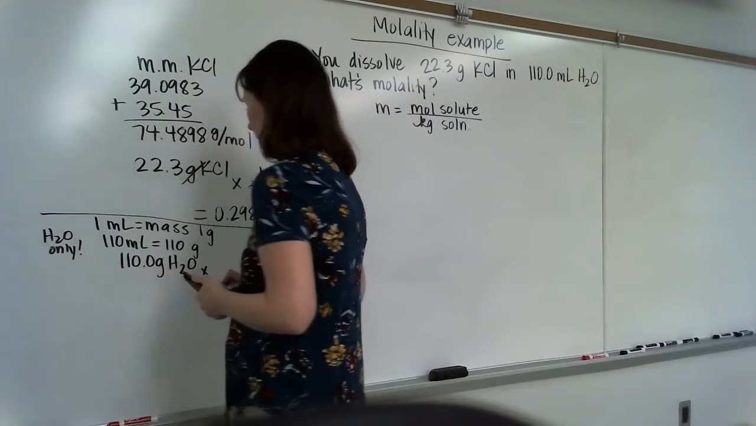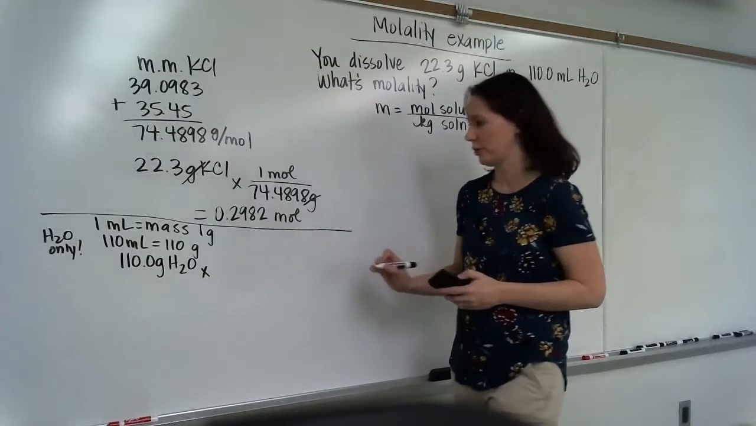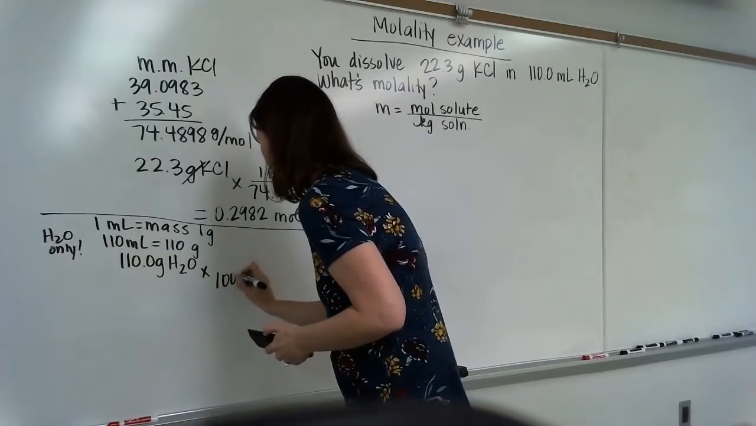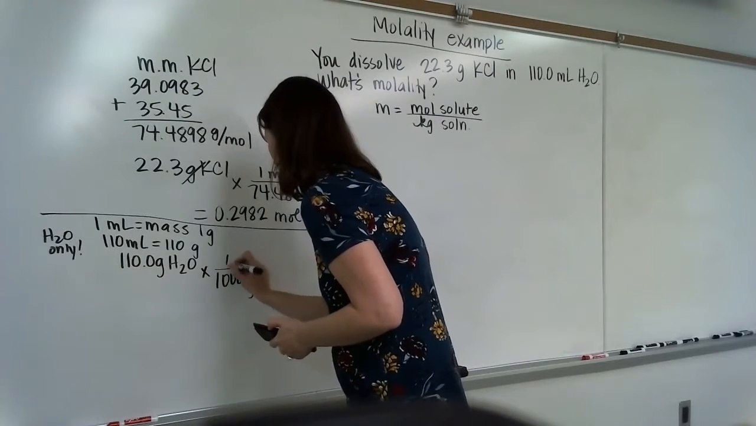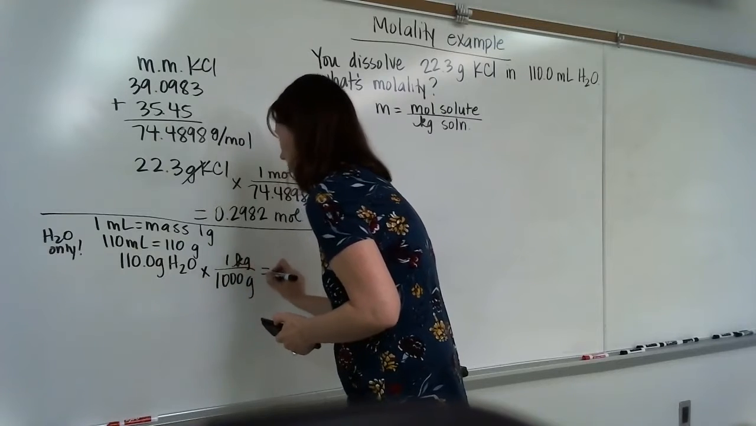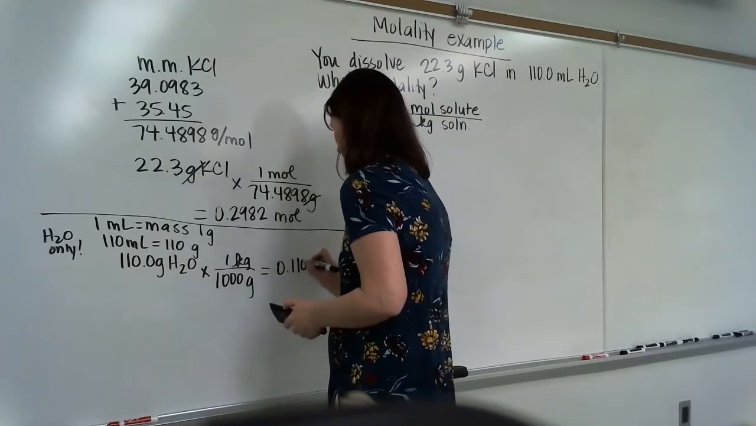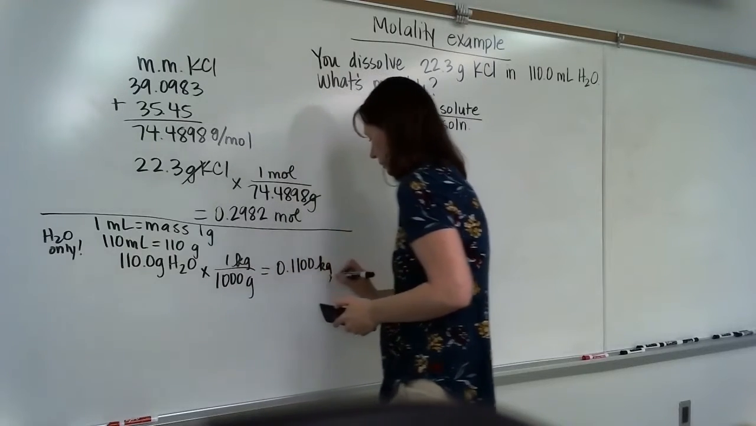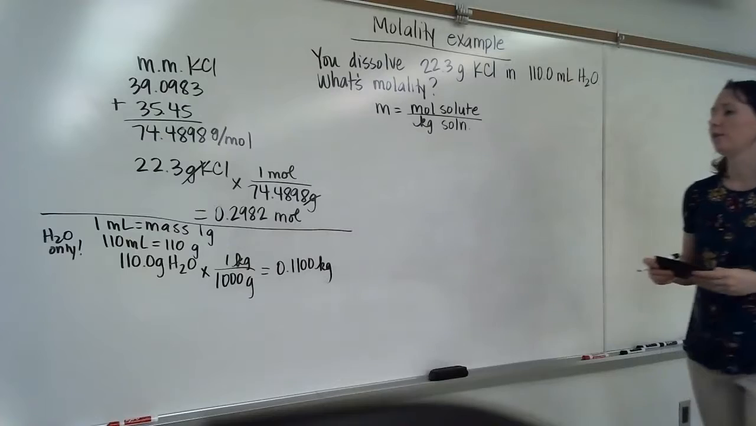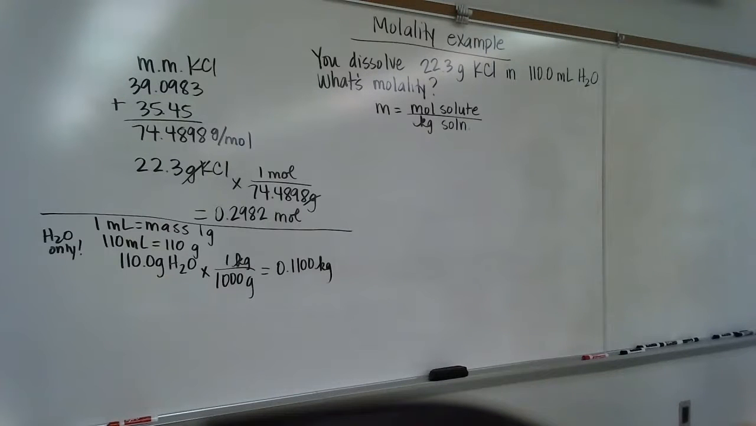How many grams are in a kilogram? 1,000 grams per kilogram. So we're just dividing by 1,000. So that's 0.1100 kilograms. Now I've got everything I need to be able to do this arithmetic, right?